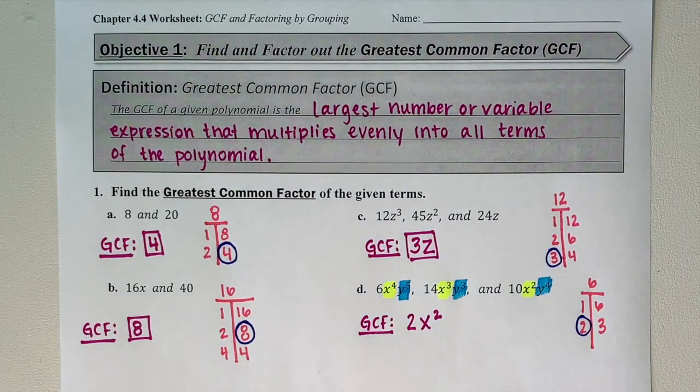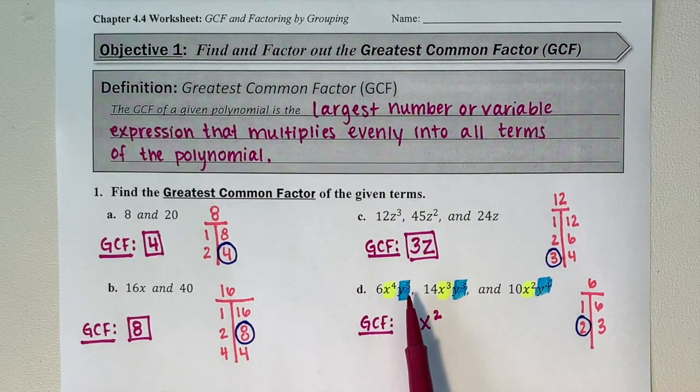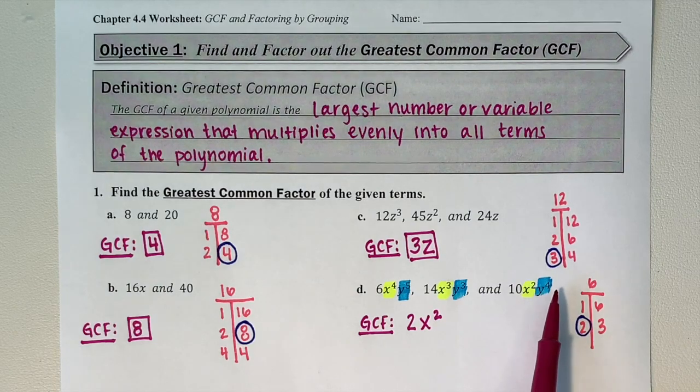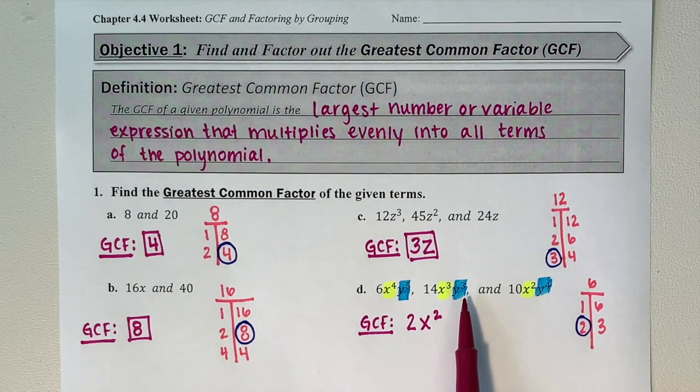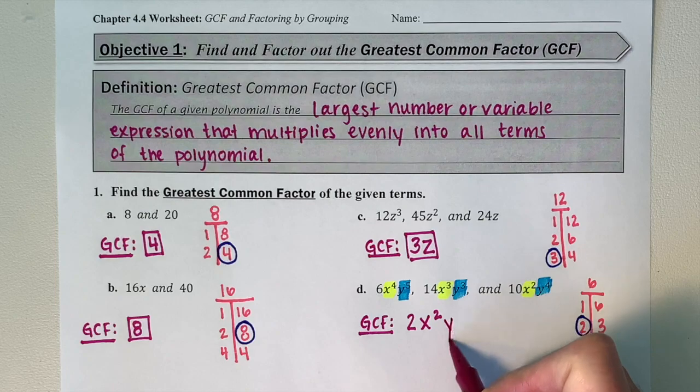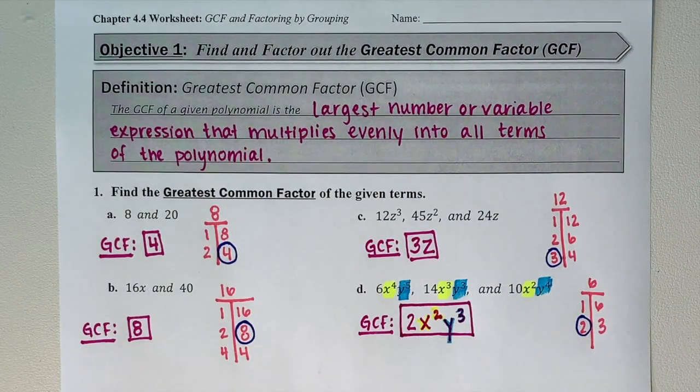To determine what y to put in our GCF, we always select the y with the lowest exponent. So between y to the fifth, y cubed, and y to the fourth, y cubed has the lowest exponent. So that's what we put in our GCF. So the greatest common factor of these three terms is 2x squared y cubed.